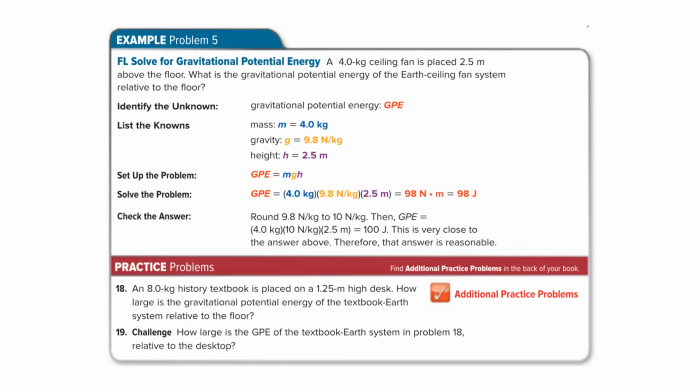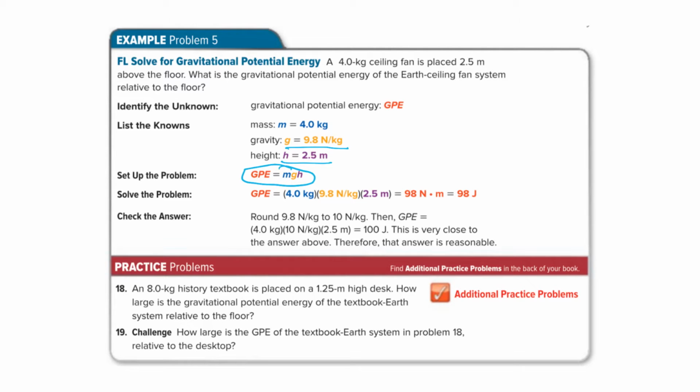So, gravitational potential energy problems. Basically, our formula for gravitational potential energy is gravitational potential energy in joules is equal to mass in kilograms times the force of gravity, which is 9.8 newtons per kilogram, and then the height of the object.